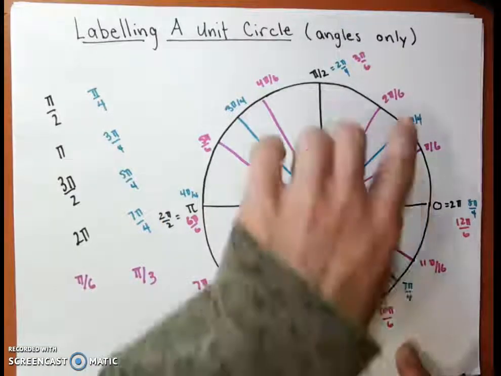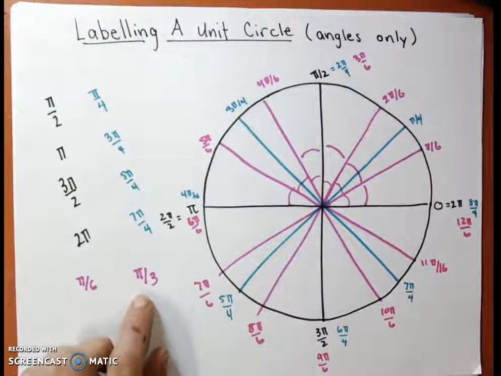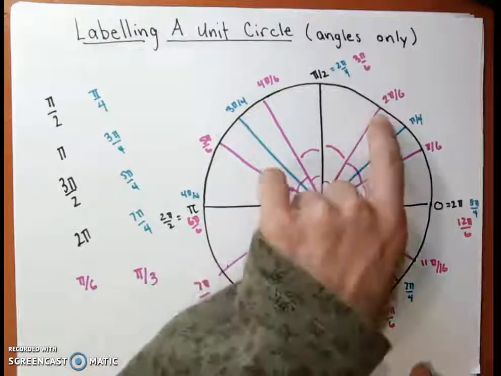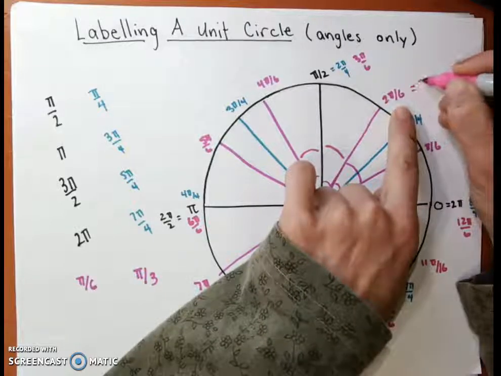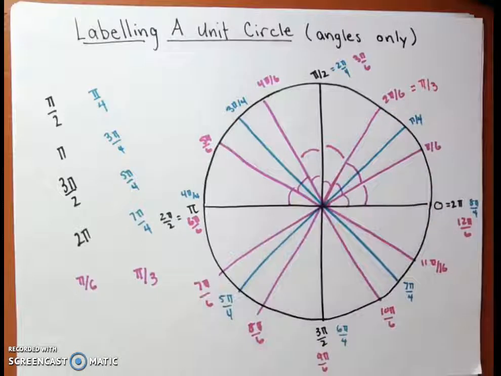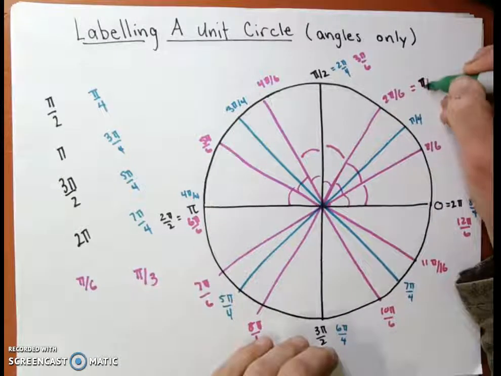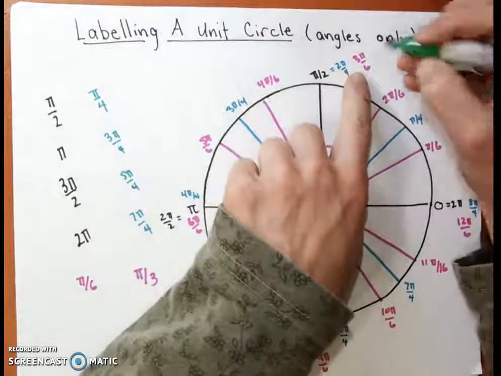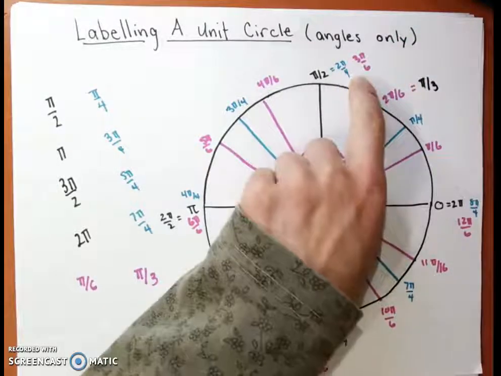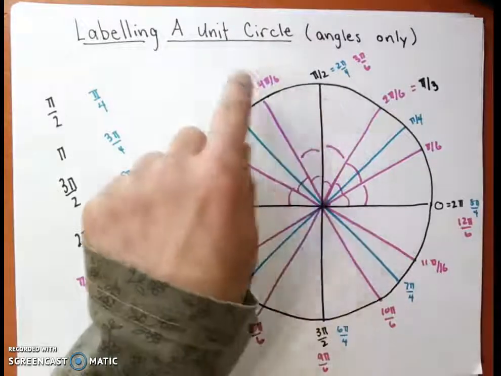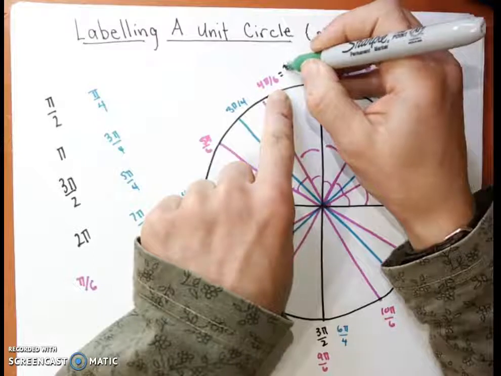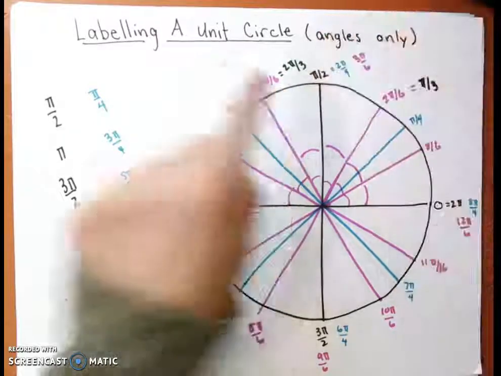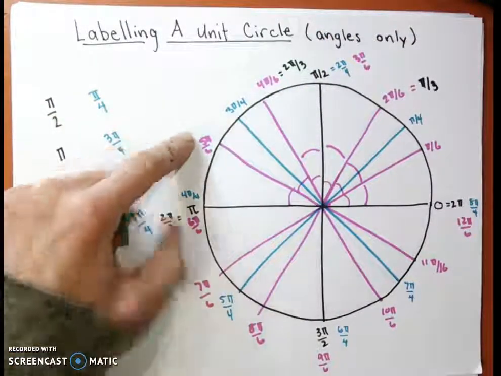Now some of these can be simplified so that they actually will be multiples of pi over 3. Because 2 pi over 6, a 2 in the top cancels with a 2 in the bottom, so that's the same as pi over 3. So maybe I'll use a different color. 3 pi over 6 is pi over 2, which we already had. 4 pi over 6 has a 2 in the numerator and the denominator, so that simplifies to 2 pi over 3. 5 pi over 6 doesn't simplify.